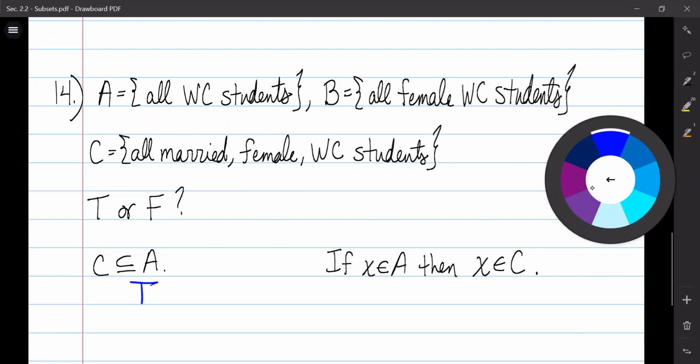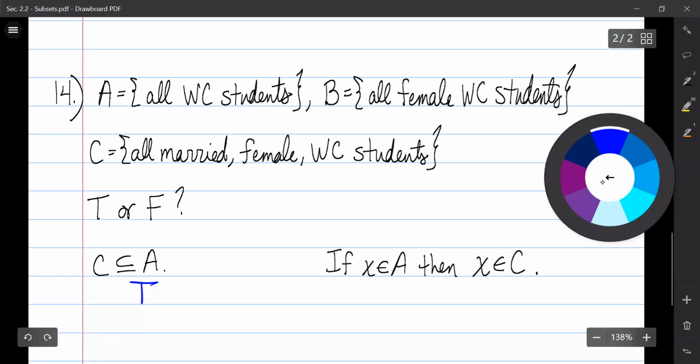All right, and then this last statement, is this true or false? If X is an element of A, then X is an element of C. That would be false, because there are elements of A that are not elements of C. For example, the male WC students would be an element of A but not C, so that's false. If you reverse the A and the C, then it would be true.